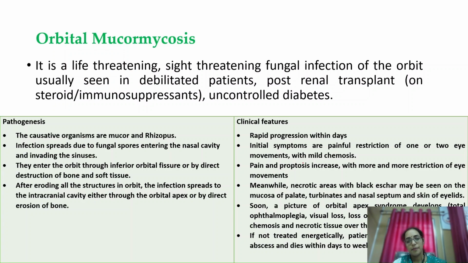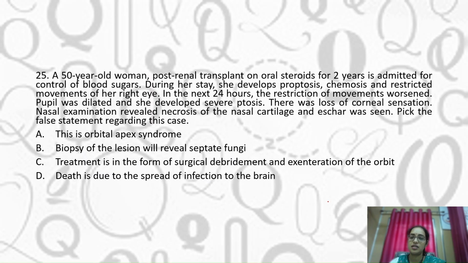So pain and proptosis increase with further restriction of eye movements. If you're lucky, you can see necrotic areas with black eschar on the mucosa of the palate, turbinates, nasal septum, and the skin of the eyelids. So soon a picture of orbital apex syndrome develops, and if not treated energetically, you can land in trouble.